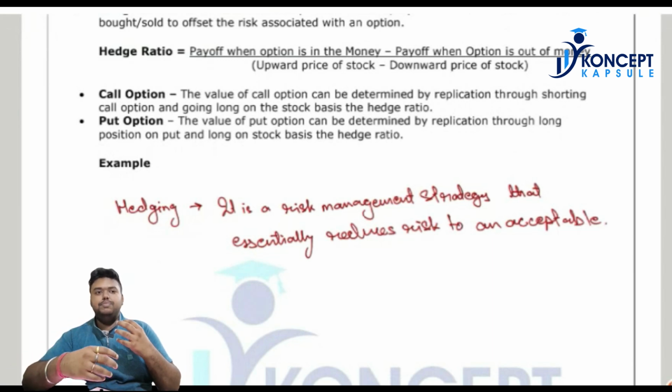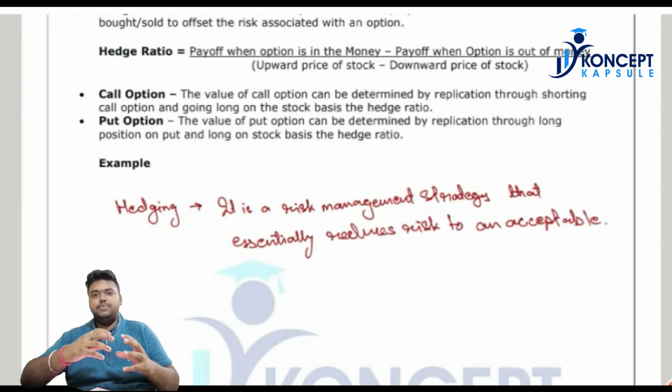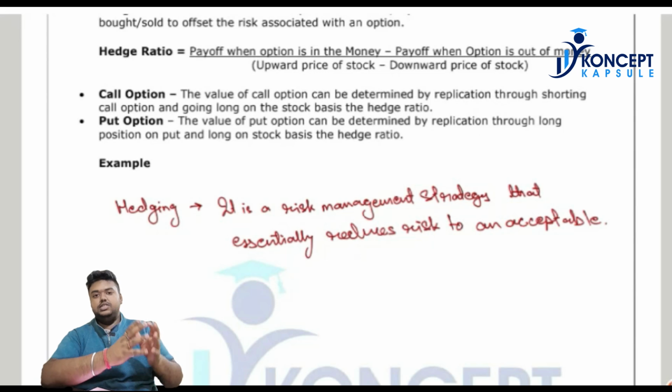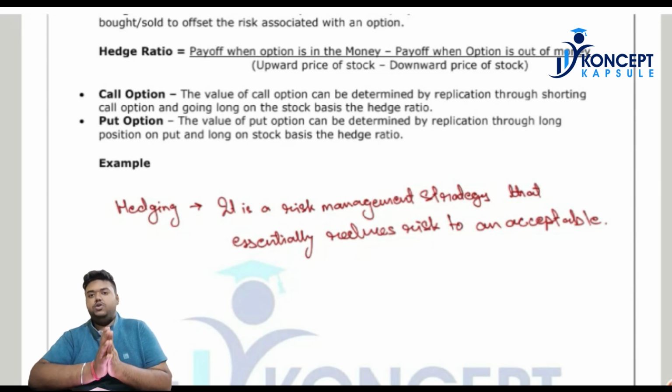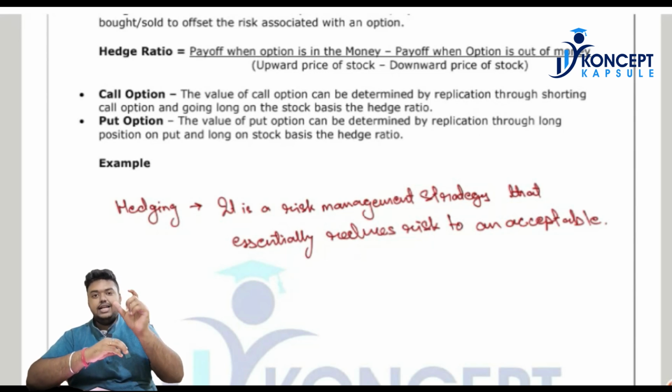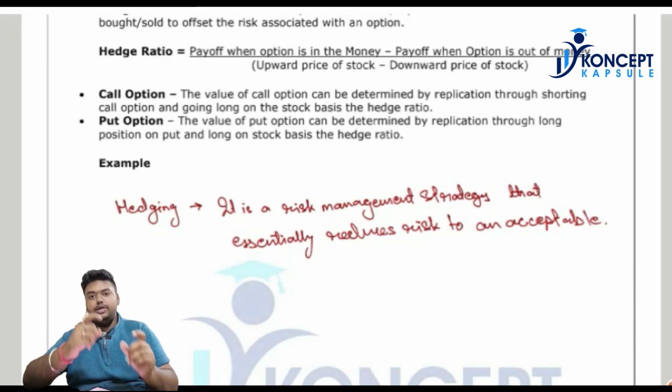So whenever basis our investment actions or decisions, an investor takes a risk and he is not willing to accept that risk in the entirety, he will take some other positions in order to reduce that amount of risk. So the activity or the actions that are done by him in order to reduce the exposure, in order to reduce his risk, is known as hedging.